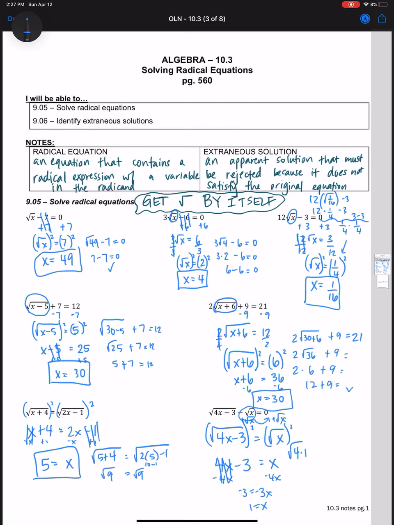All right, let's check our answer real quick. The square root of 4 times 1 minus 3, minus the square root of 1. Does that equal 0? What's 4 minus 3? So that is the square root of 1 minus the square root of 1. That equals 0.